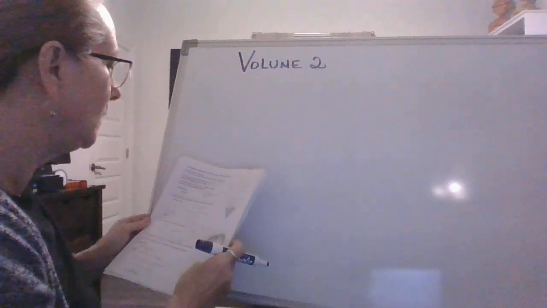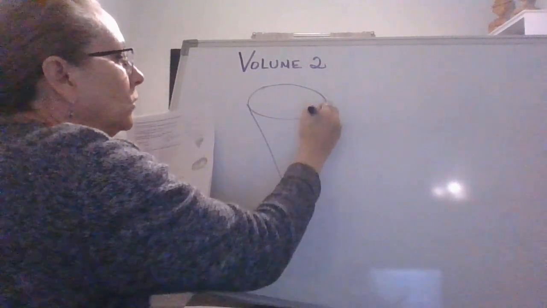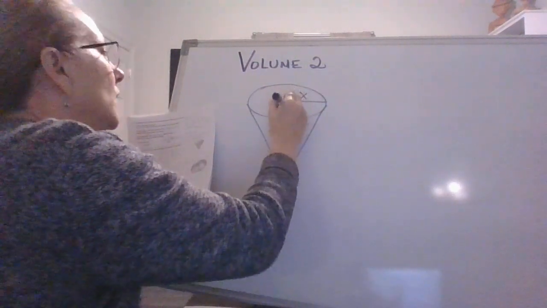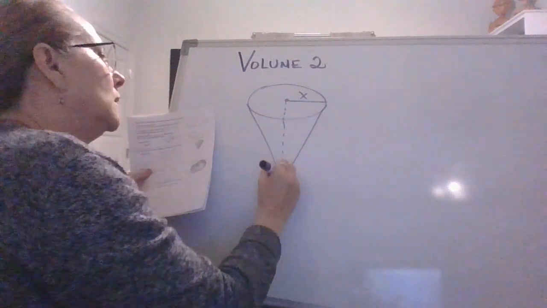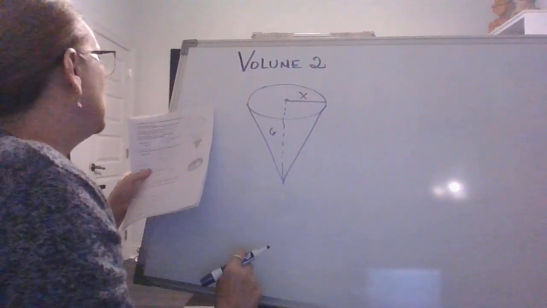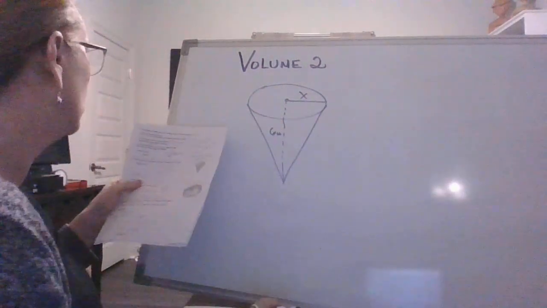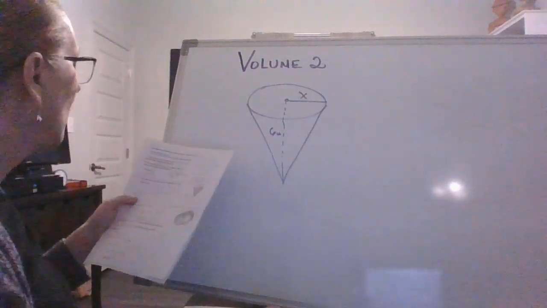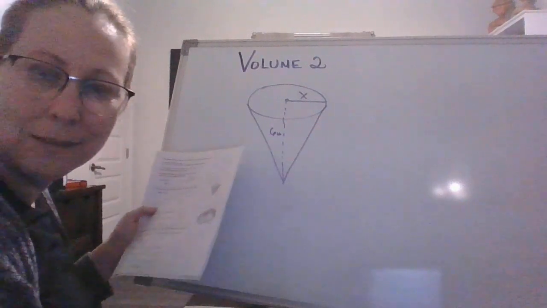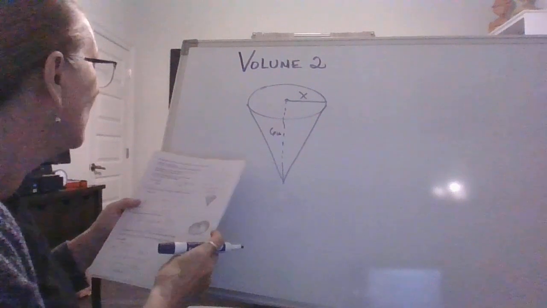Okay, next one. Here is a cone. Good old cone. Here is an X value, and our height going from the tip of the cone to the center is 6. And they don't say units, so let's just say U. Okay, and it says, find the value of the variable in the diagram. So they want us to find X. X is a radius, so they could have named it R, but they just chose to name it X.